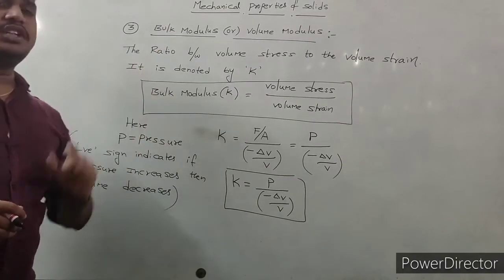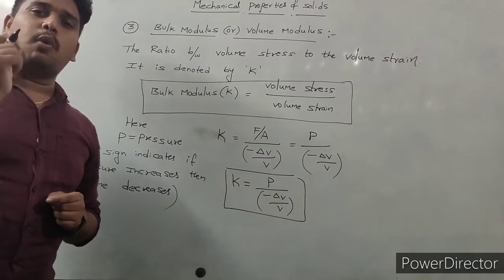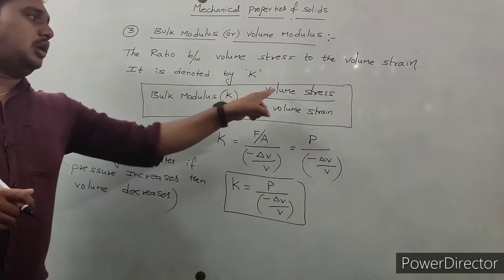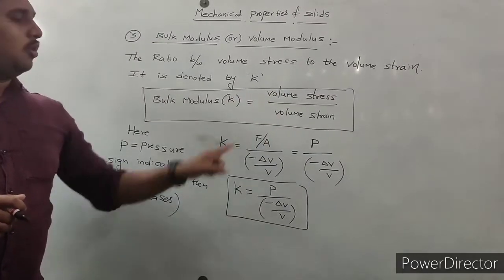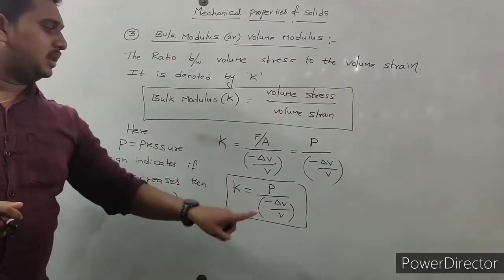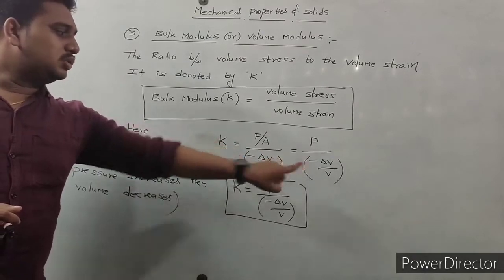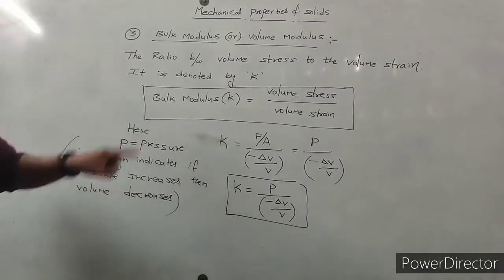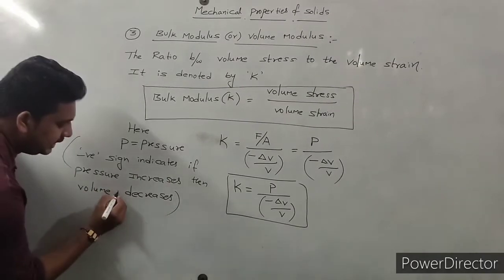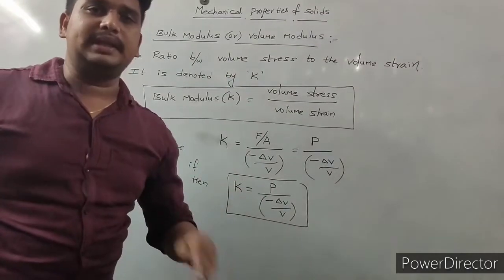What is the definition of bulk modulus? The ratio between volume stress to volume strain is called bulk modulus. What is the formula? Volume stress by volume strain. Volume stress is force by area, that is nothing but pressure, and volume strain means change in volume by original volume. Here the negative sign indicates that if pressure increases, then volume decreases.